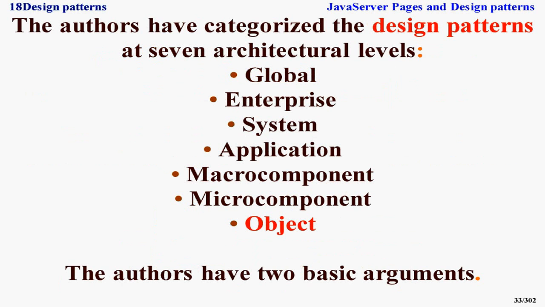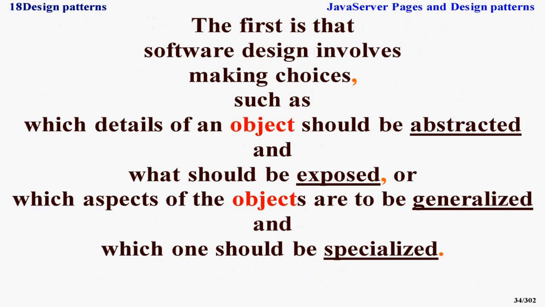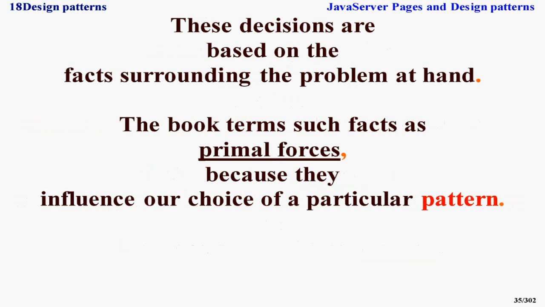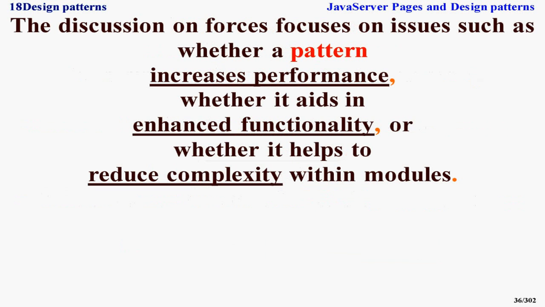The authors have 2 basic arguments. The first is that software design involves making choices, such as which details of an object should be abstracted and what should be exposed, or which aspects of the objects are to be generalized and which ones should be specialized. These decisions are based on the facts surrounding the problem at hand. The book terms such facts as primal forces, because they influence our choice of a particular pattern. The discussion on forces focuses on issues such as whether a pattern increases performance, whether it aids in enhanced functionality, or whether it helps to reduce complexity within modules.